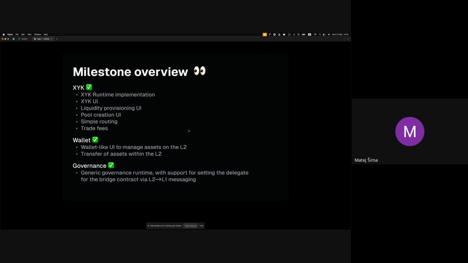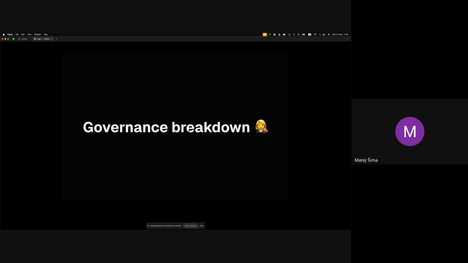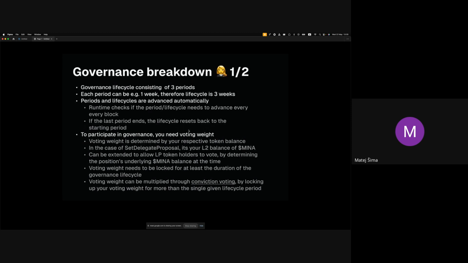For the rest of the presentation, I will also walk through the details of how the governance actually works. So let's dive right into it before we go into the demo of the XYK and the wallet. I want to talk a bit more about the governance itself because there's quite a lot going on. Plus, there's obviously no UI for it yet.